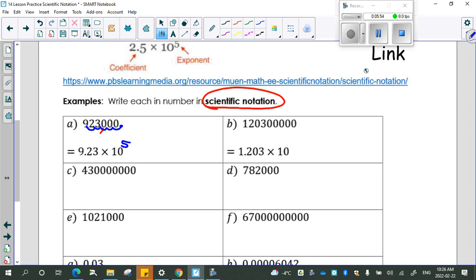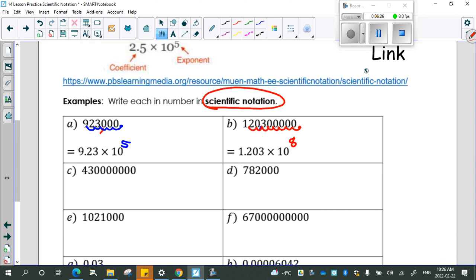This one. So that's every 3. So we kind of know what number we're dealing with there. So that's 120,300,000. Now I'm going to start my decimal off being here, and I'm going to move it so there's just one number in front of it. So I have to move it 1, 2, 3, 4, 5, 6, 7, 8 times. So it's going to be times 10 to the 8. 1.203 times 10 to the 8.